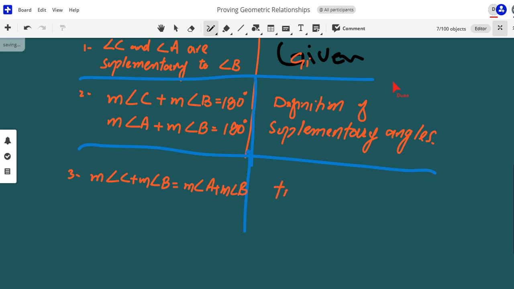How? By the transitive property of equality. This is the property of angles, basically.